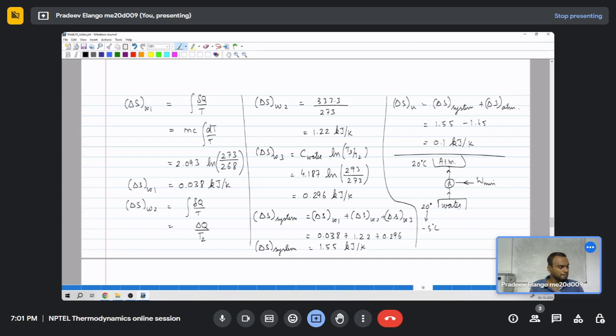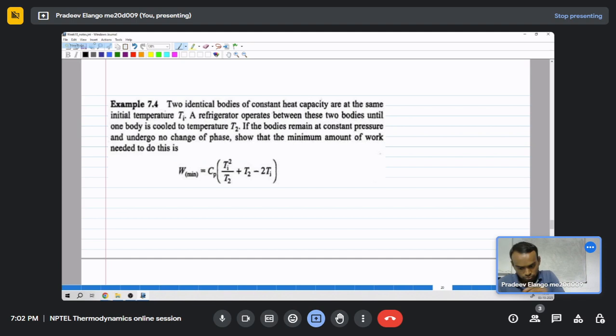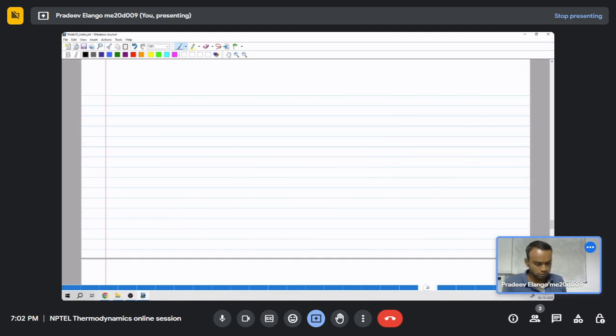So now we know delta S for the atmosphere is, say this is QH and this is QL, QH by T atmosphere. And then the delta S for the system will be the same as the previous case, that is 1.5 kilojoule per Kelvin. And for the minimum refrigeration work, the change in entropy for the universe should be zero.